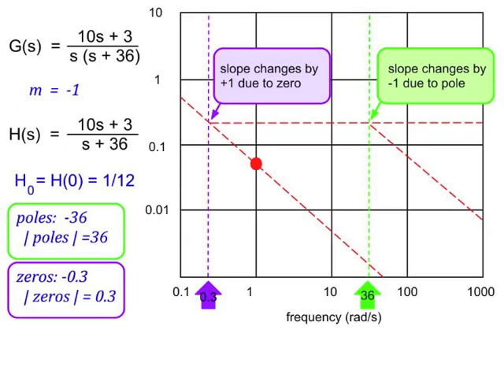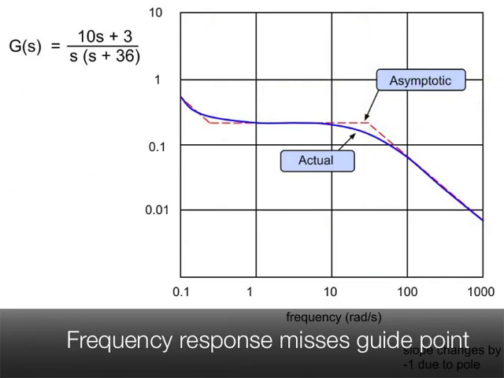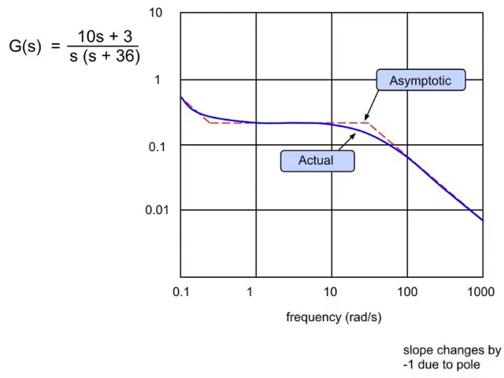Now we'll sketch in the actual curve using the asymptotic curve as the backbone. The actual curve is shown here in blue, and you'll note that this curve does not pass through the point that we plotted at 1 radian per second. In our next lecture, we'll examine 4 more example problems.